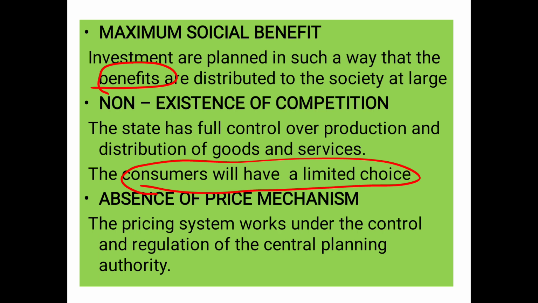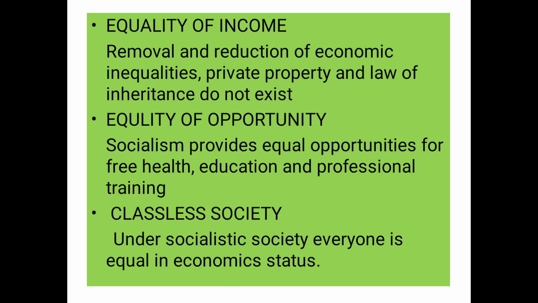The next one is absence of price mechanism. The pricing system works under the control and regulation of the central planning authority. So the price mechanism is controlled by the government. So everything is well planned and done, and there is no wastage anywhere. The next one is equality of income.